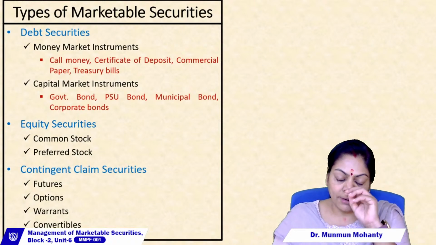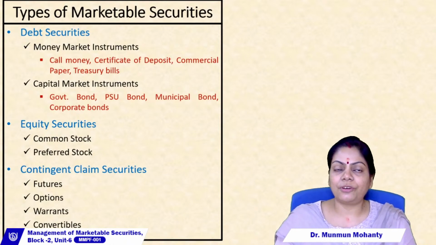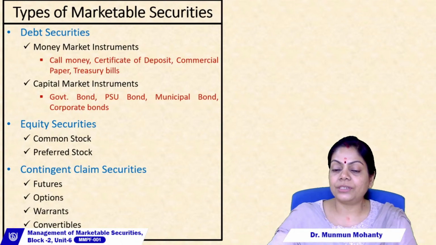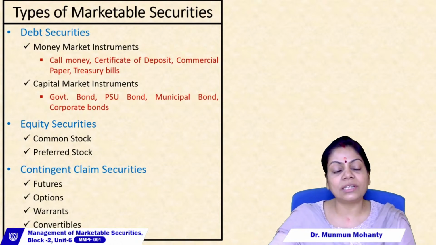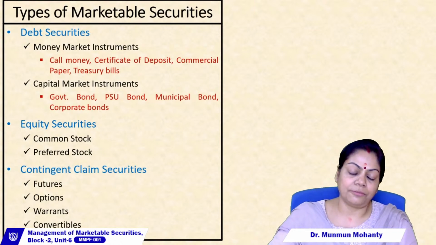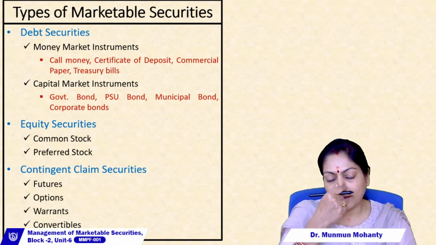Then public sector undertakings can also issue bonds. Many of these PSU bonds, infrastructure bonds and all that, usually come with tax concession. Then you have municipalities, which are defined as local self-government in the Constitution of India. They can also raise finance through issue of bonds. You also have corporate bonds, issued by companies.